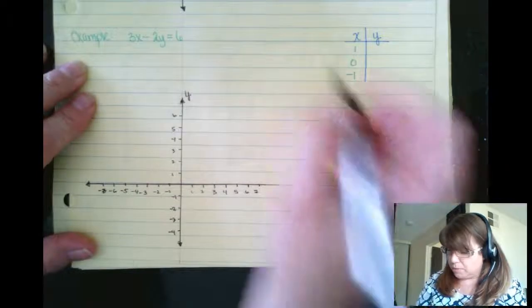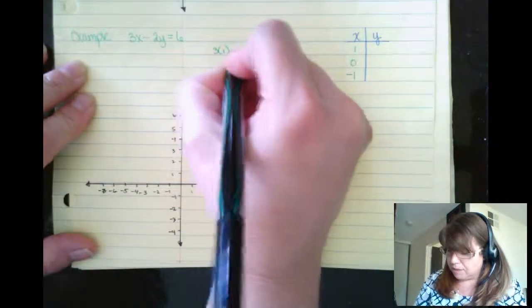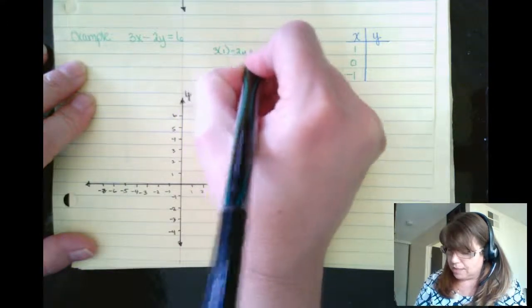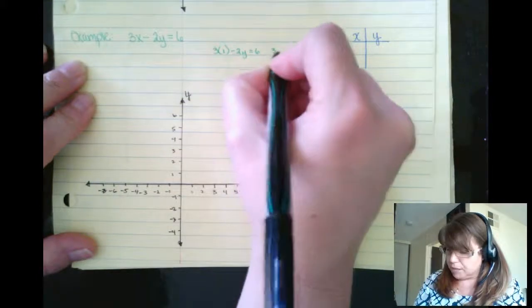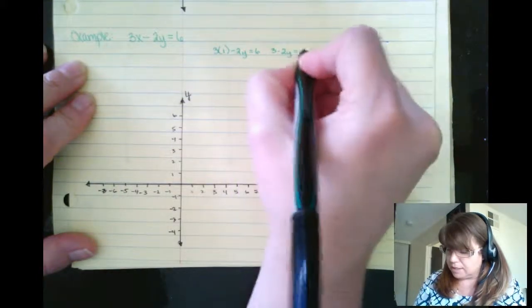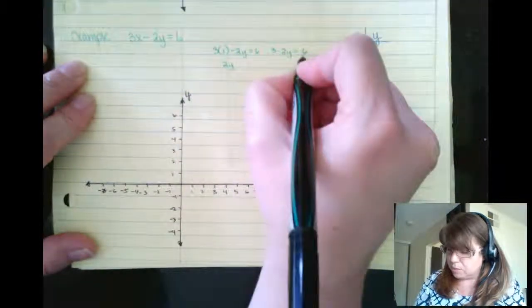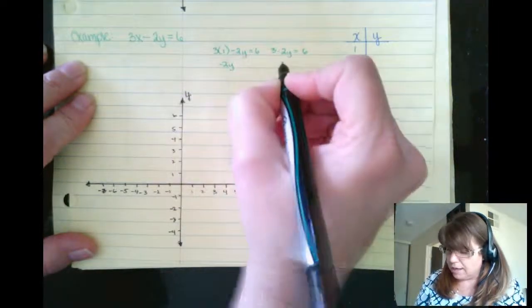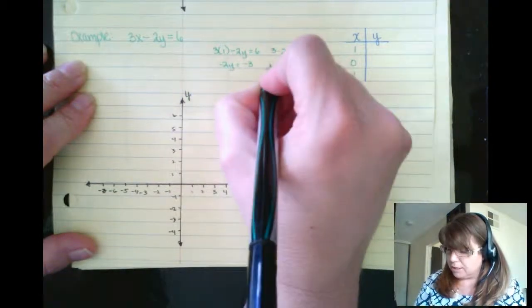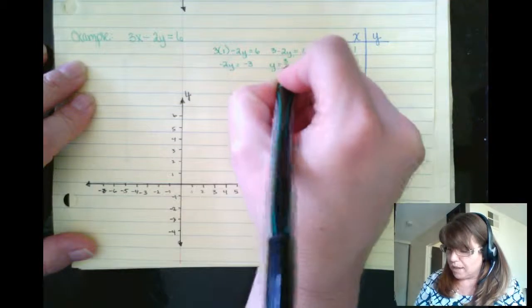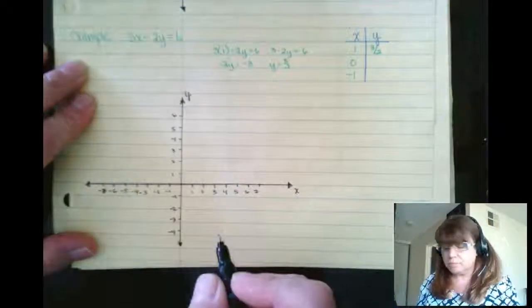So now let's work out some of the problems. 3 times 1 minus 2y equals 6. I have 3 minus 2y equals 6. Negative 2y equals 3. So my solution is y is negative 3/2. Don't worry about that. 3/2 is just fine.